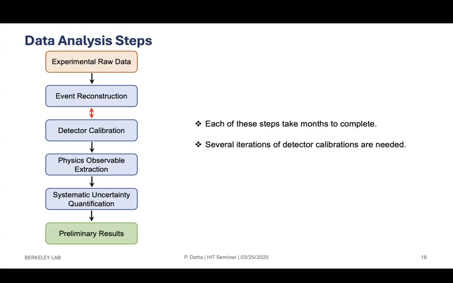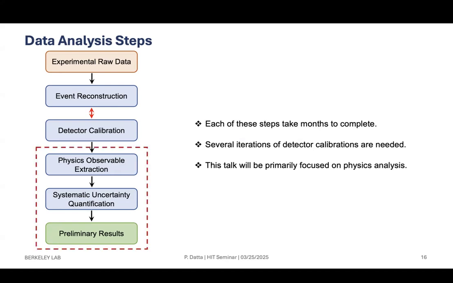And here are the high-level steps of data analysis. We need to go from raw data to event reconstruction, detector calibration, then physics observable extraction, and then we need to do some systematic uncertainty quantification, and only after that can we get preliminary results. There are multiple iterations between detector calibration and event reconstruction that we needed. Each of these steps, as you can imagine, takes months to complete, and each can be a topic for a full seminar. But for this talk today, I will primarily focus on the physics analysis part and just show a couple of highlights for these two.